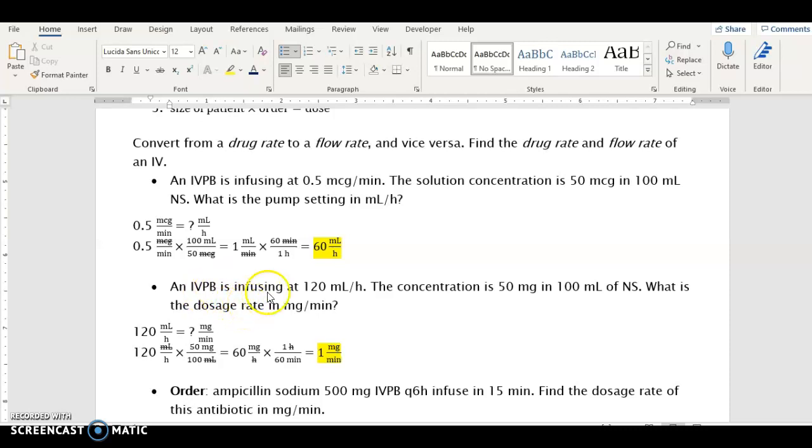Okay, so in the previous two examples, we converted from a drug rate into a flow rate. And then likewise in the previous video, we converted the flow rate of the IV into a drug rate. So let's look at the next example. We have an order for ampicillin sodium, 500 milligrams IV piggyback every 6 hours to infuse in 15 minutes. The problem simply says to find the dosage rate of this antibiotic in milligrams per minute.